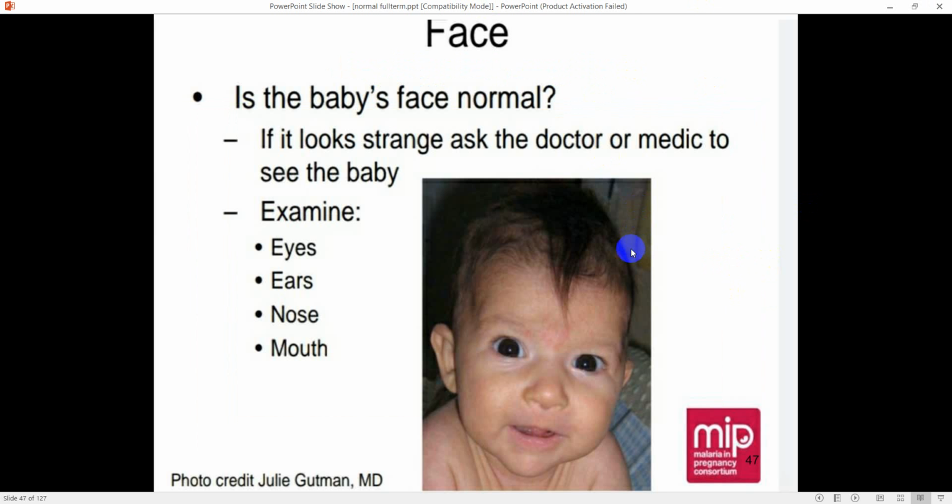So after looking at the skin and the general look, we need to look at the face. In the face, there are the eyes, ears, nose, and mouth. So we need to look at these sites.